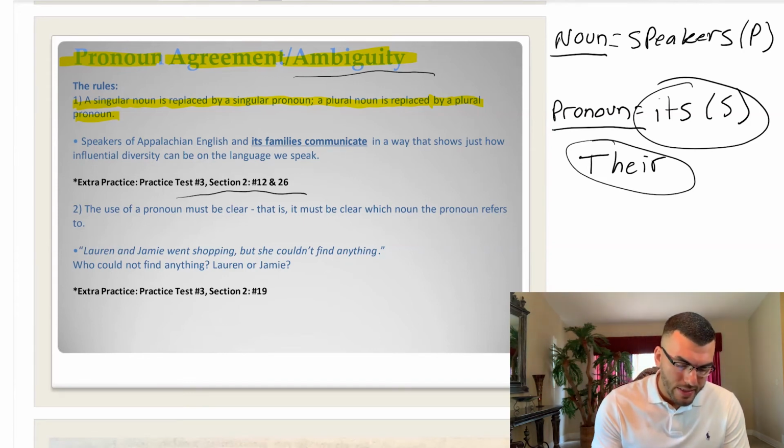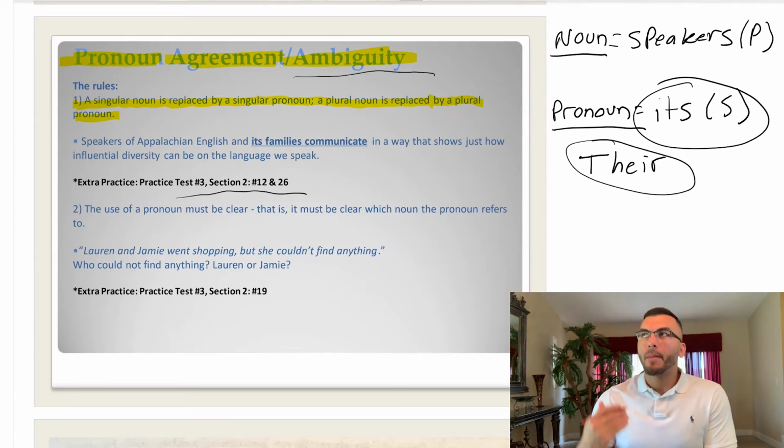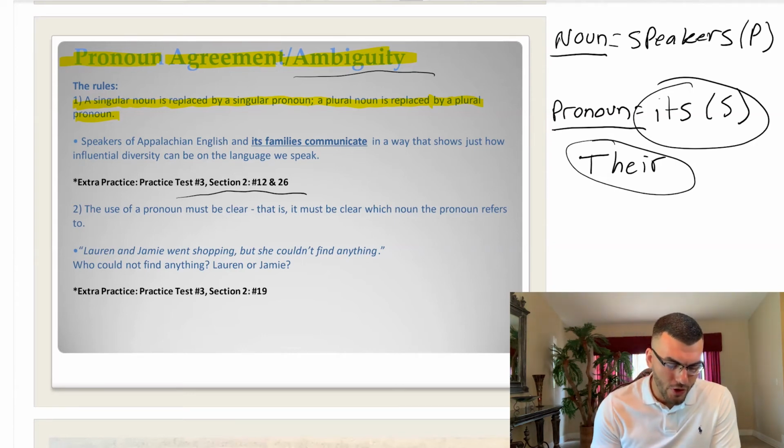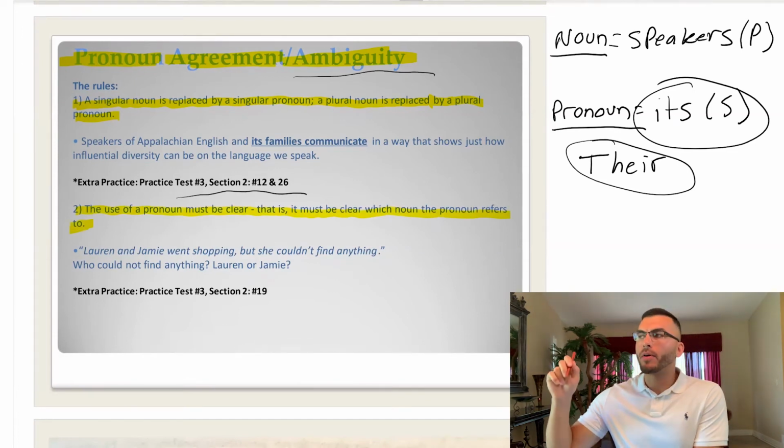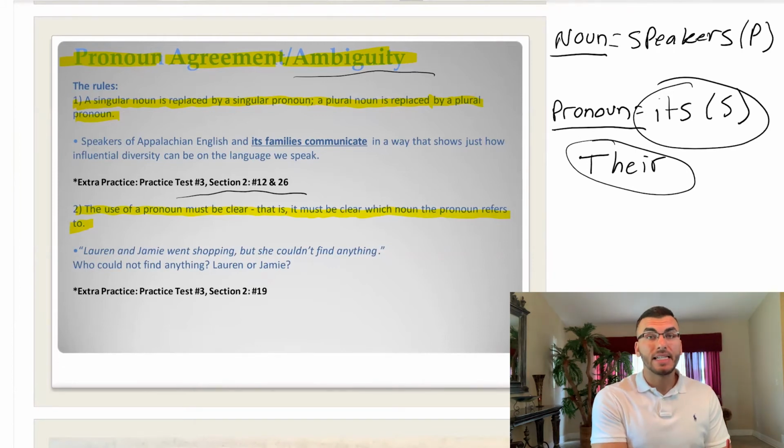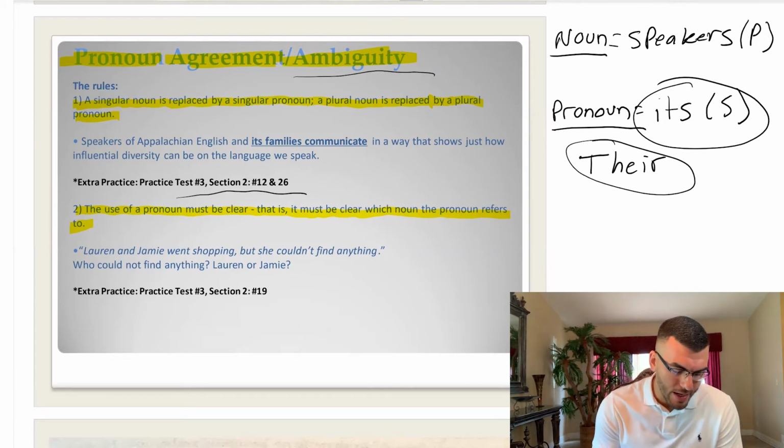So what that means in this case, pronoun ambiguity is the use of a pronoun must be clear which noun the pronoun refers to. So remember, a pronoun replaces a noun. Well, it needs to be clear which noun is being replaced. So look at this example, a real simple example. Lauren and Jamie went shopping, but she couldn't find anything.